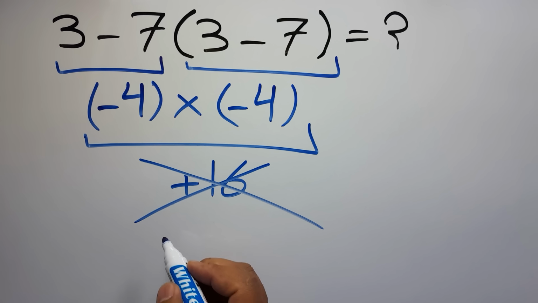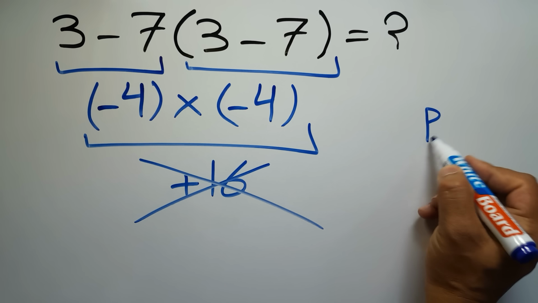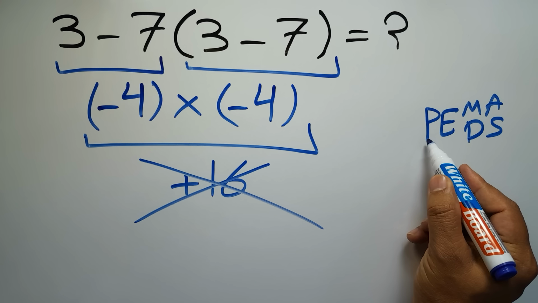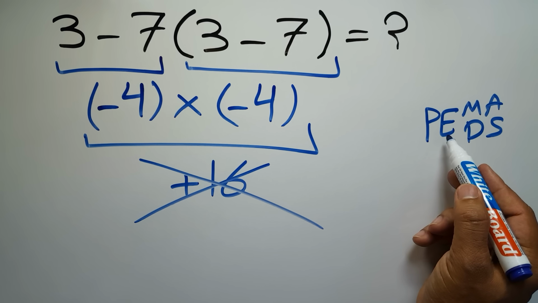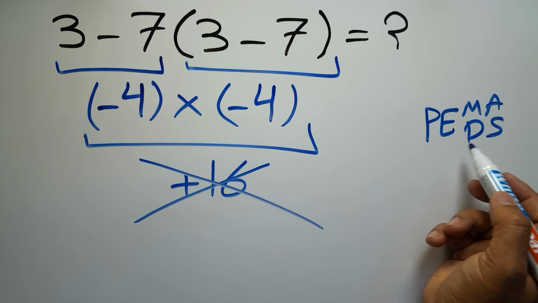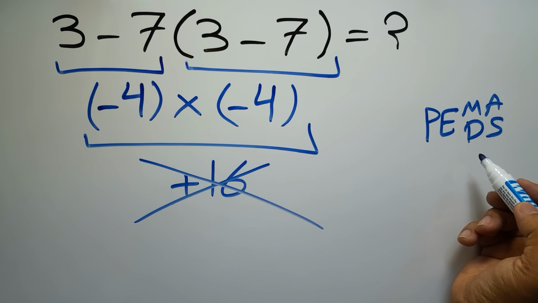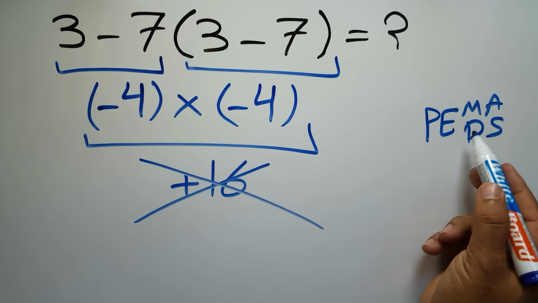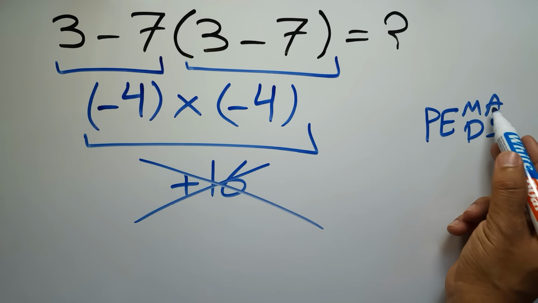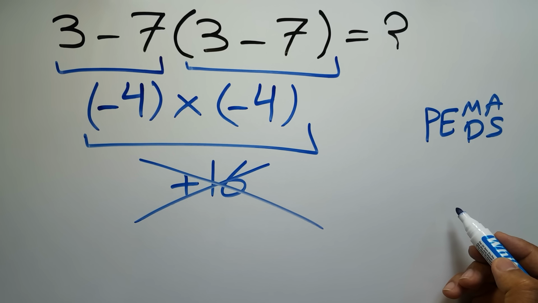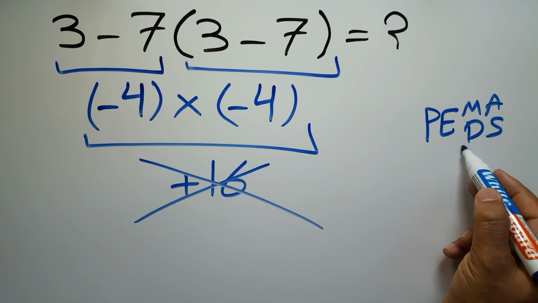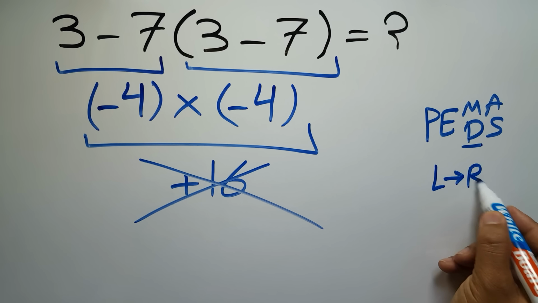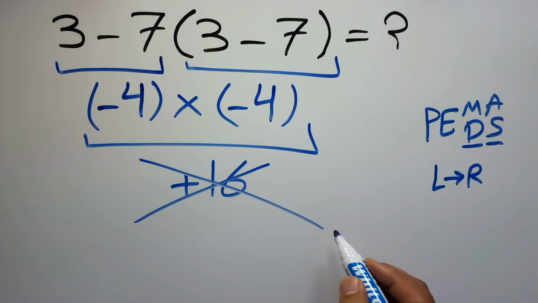Because according to the order of operations, which is PEMDAS, P stands for parentheses, E stands for exponents, M and D stand for multiplication and division, and A and S stand for addition and subtraction. First, we have to do parentheses, then exponents, then multiplication or division, and finally addition or subtraction. Remember that multiplication and division have equal priority, and we have to work from left to right. And the same applies to addition and subtraction.